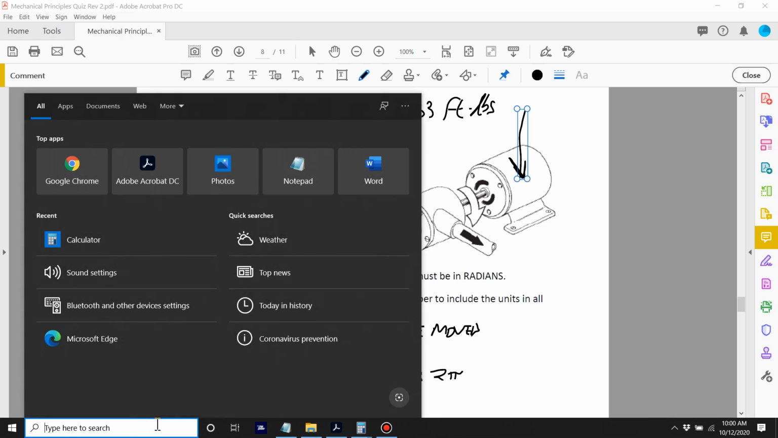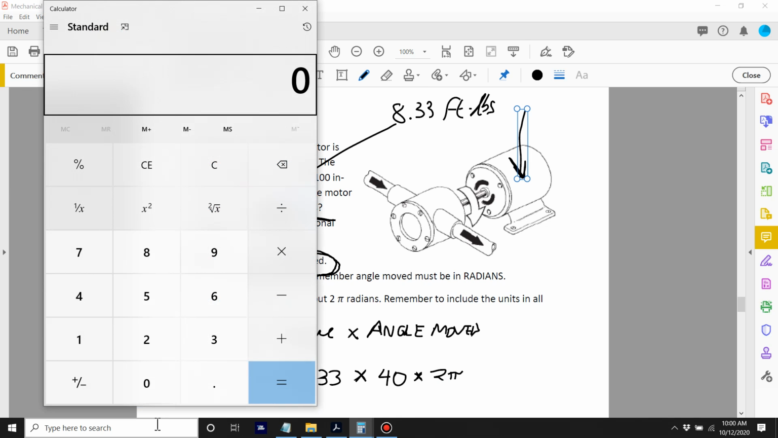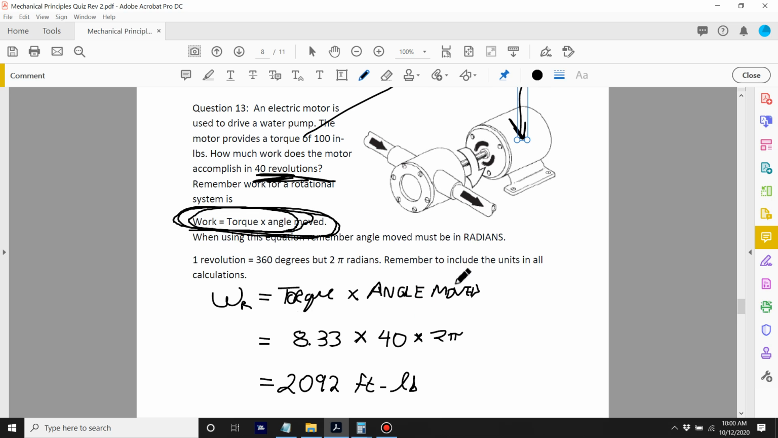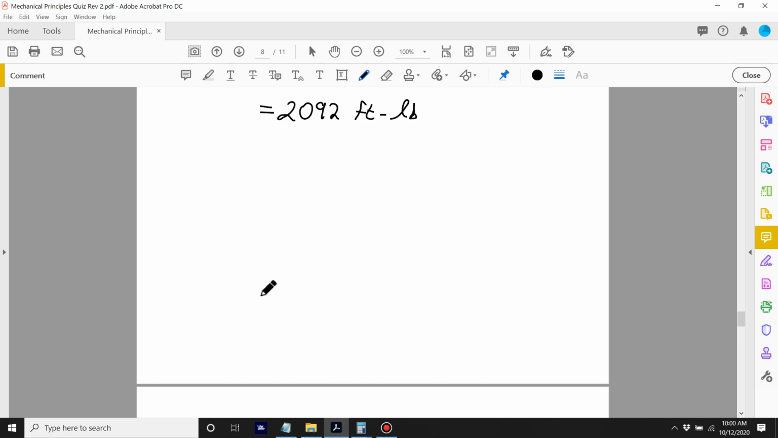And what will I do? I'll multiply this out. 6.28, which is 2 times pi, multiplied by 40, multiplied by 8.33, gives me 2,092 foot-pounds of work. So it's doing a fair amount of work, okay? Rotational work. Easy enough.